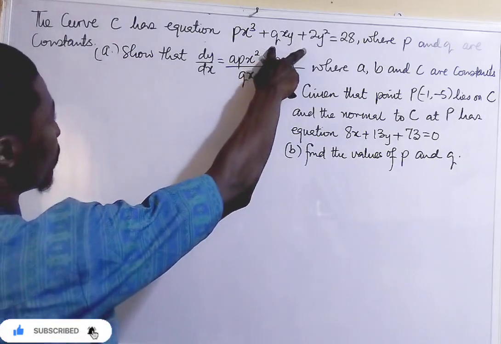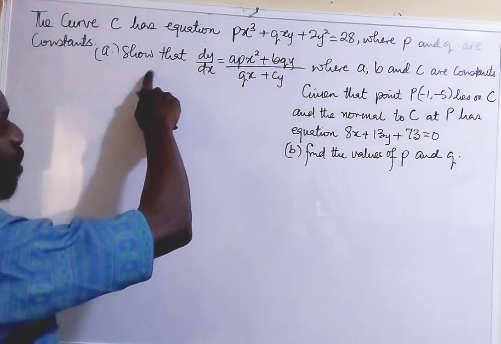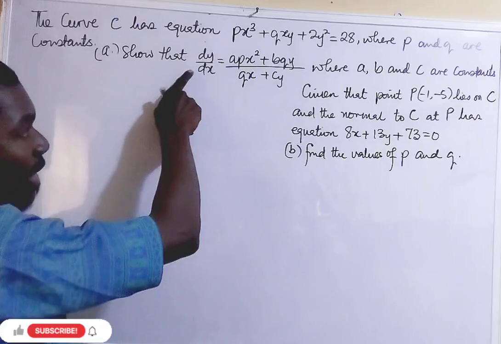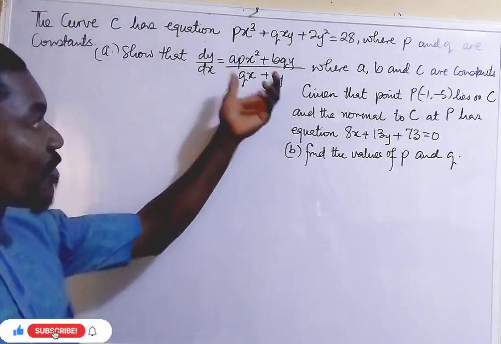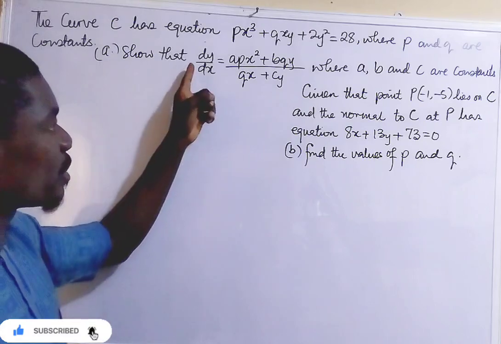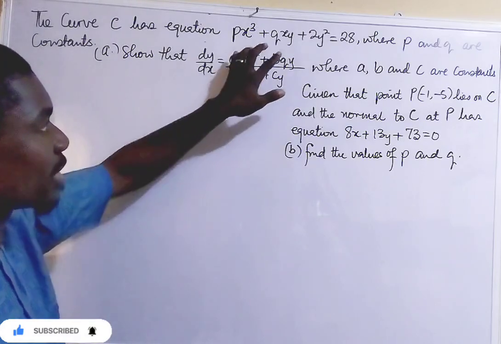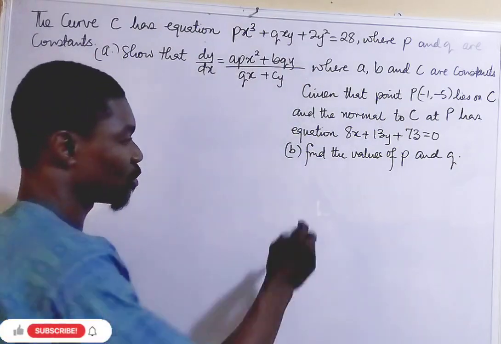this equation is a curve. Now we are told to show that dy/dx equals this fraction here. So how then do we get started? Now, for the fact that we are seeing dy/dx, it implies that we need to what? Differentiate this equation. So let us start with that.